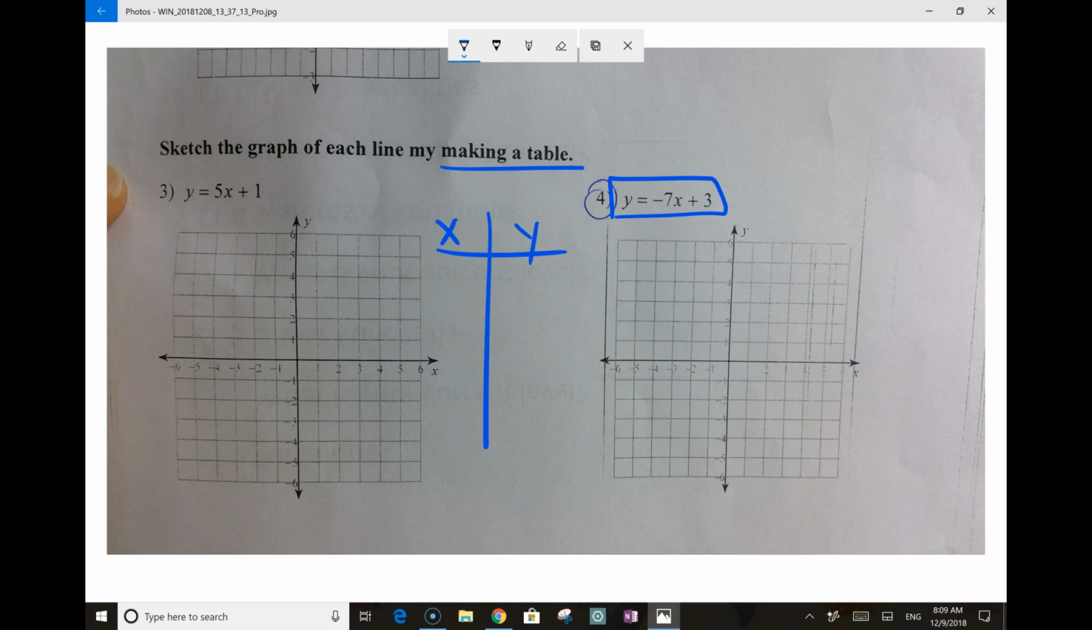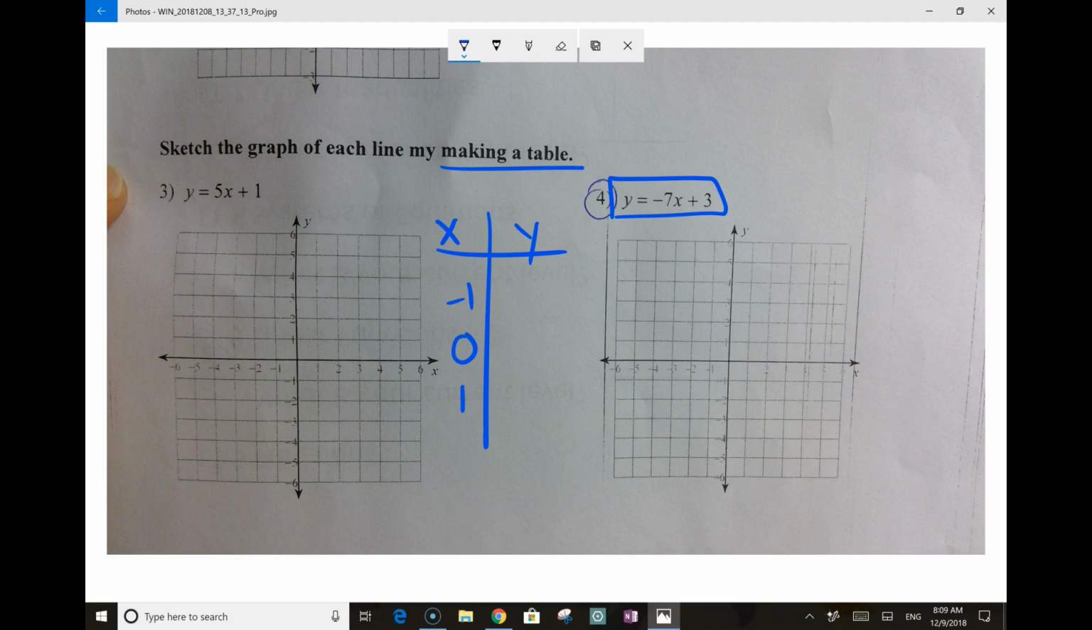Now, when you're told to make a table, most likely you're not given any inputs to use, so you have to choose your own. I always recommend that you keep a good balance of 0 and a negative 1 and a positive 1. You really only need 3 ordered pairs to make an accurate line. So I'm going to go ahead and evaluate.